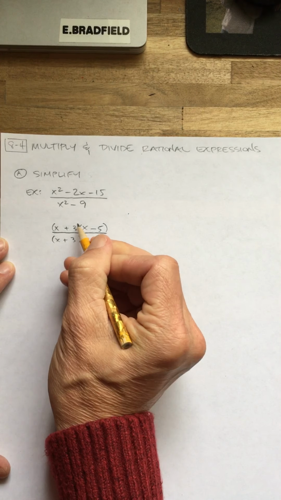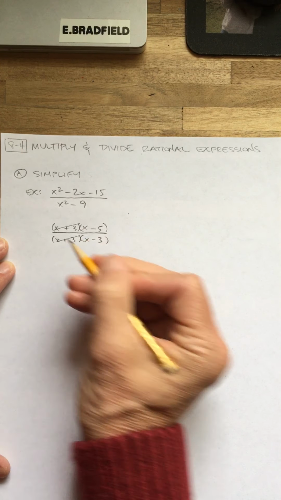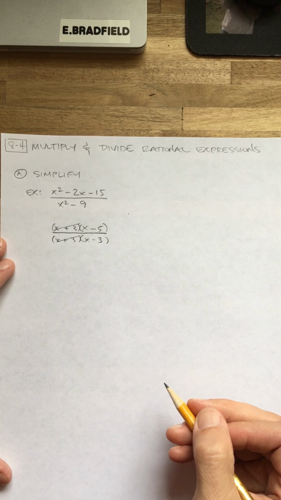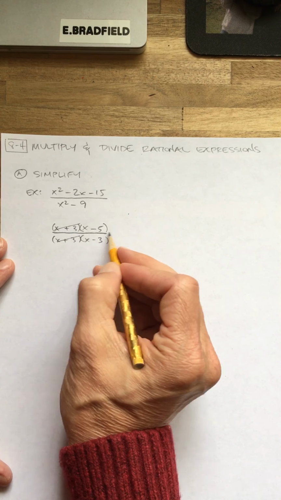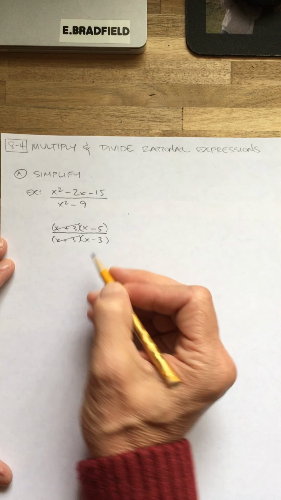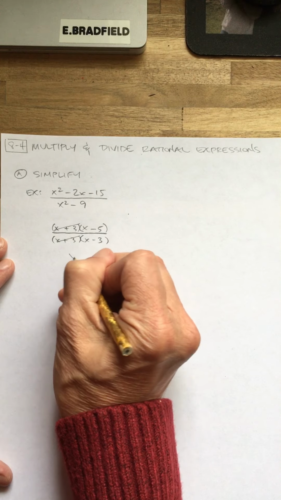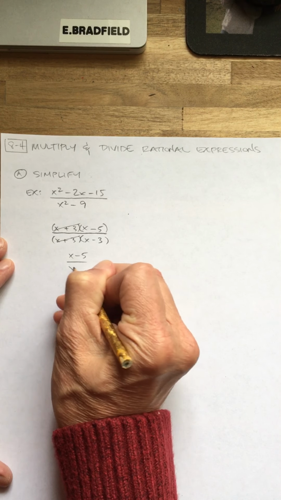And if you notice, these two guys cancel. Now, you can only cancel as long as everything is being multiplied together. So we have this guy multiplied to this guy. We have this guy multiplied to this guy. You can cancel. So we're left with x minus 5 over x minus 3.